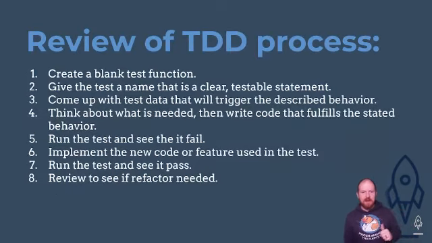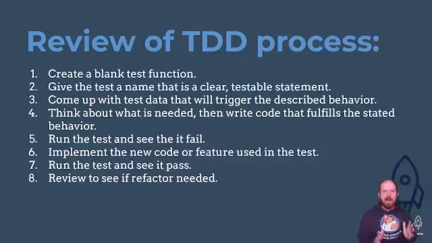This is, I think, straight out of the book, but I'll go over this. So you're going to create a blank test function. You're going to give the test a name that is clear, and it's a testable statement. So when you do this, this is what you expect. Come up with test data that will trigger the desired behavior. So if player 1 picks rock, player 2 picks scissors, that's going to describe the behavior. Think about what is needed, then write code. So then it should say that player 1 wins because player 1 picked rock over scissors.